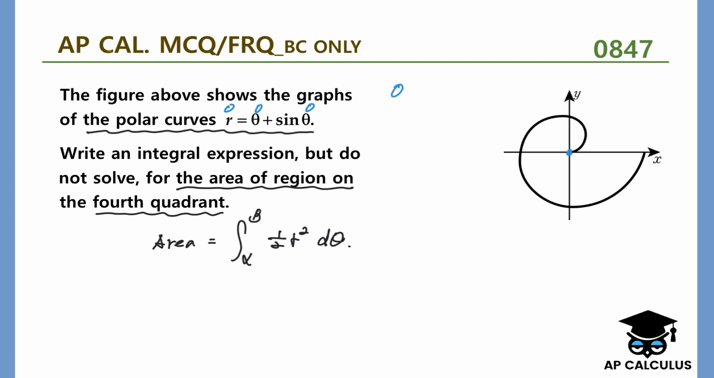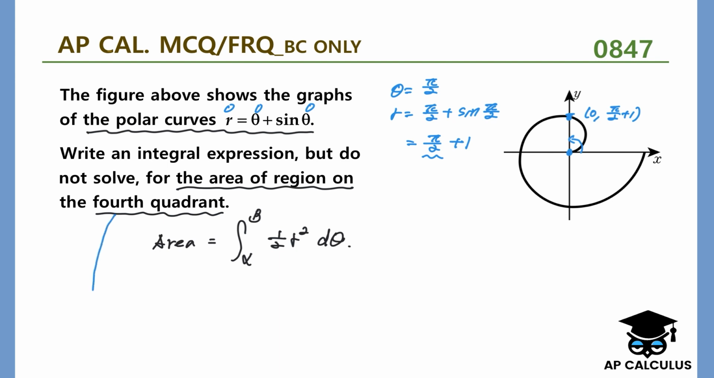When angle is pi over 2, r is equal to pi over 2 plus sine pi over 2, which is equal to 1. So that's pi over 2 plus 1. When angle is pi over 2, r is about 1.5 plus 1, 2.5. It's right over here. So at this point right here, the coordinate is 0, pi over 2 plus 1. Does that make sense? We're looking for the area of the region in the fourth quadrant.